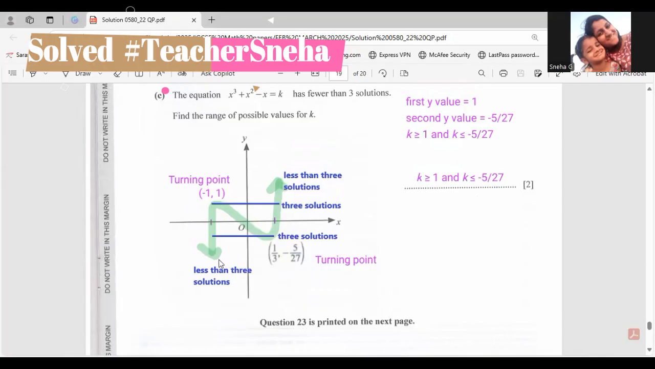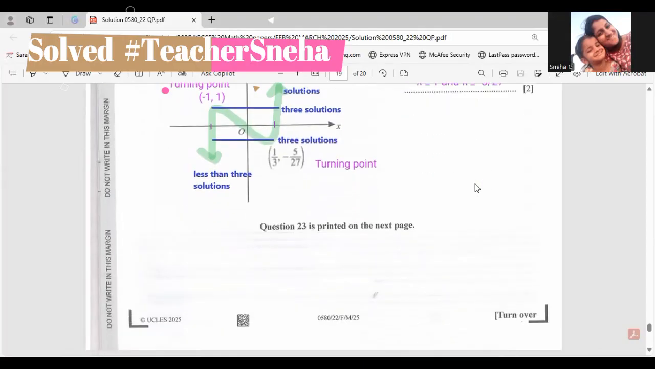At the same time, when you go from the minimum point, the turning point, and go below, there are other values of y which give you less than 3 solutions. So the second part of this equation is k values which are less than or equal to -5/27. So the two possible values you get are k is greater than or equal to 1 and k is less than or equal to -5/27.